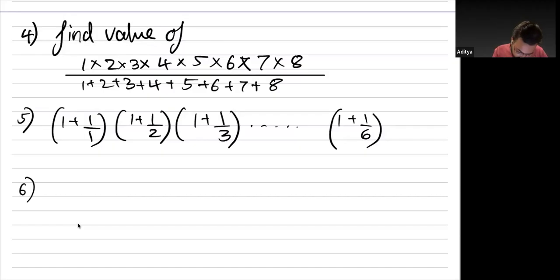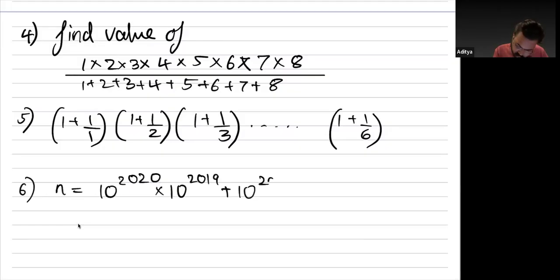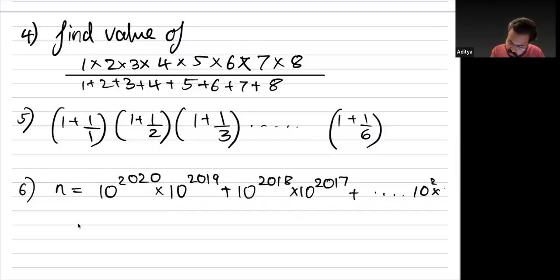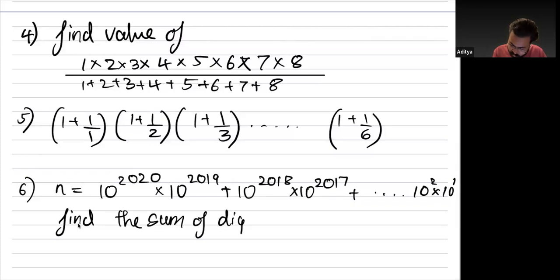Question 6 will be slightly tougher. N is equal to 10 to the power 2020 times 10 to the power 2019 plus 10 to the power 2018 times 10 to the power 2017. So there is a plus and multiplication alternating. This is one term plus another term and so on, all the way up to 10 squared times 10 to the power 1. Find the sum of digits of N.